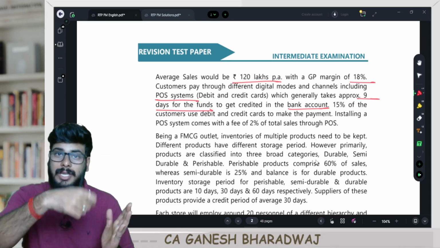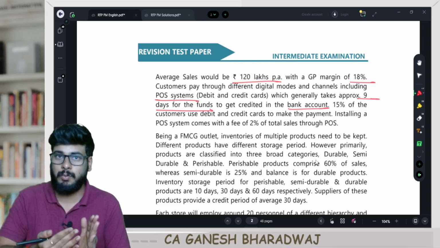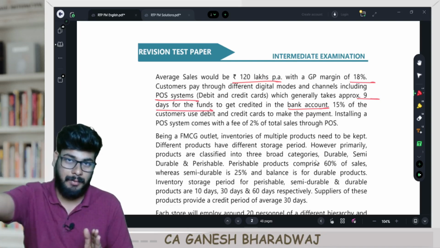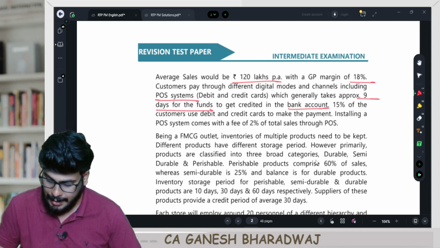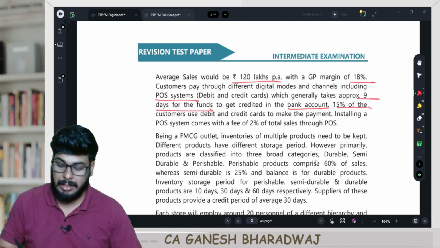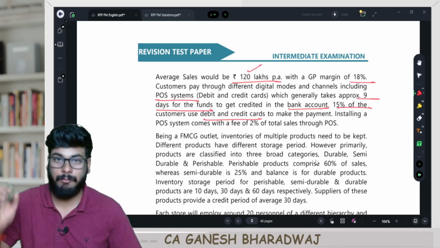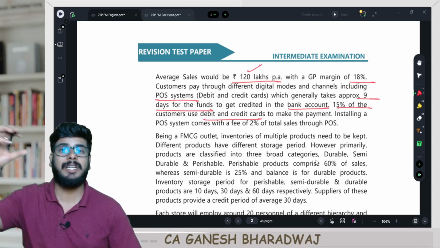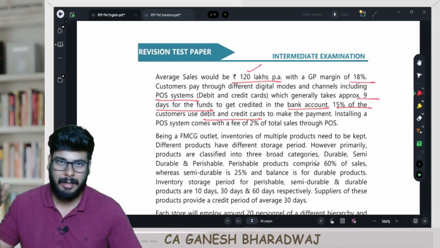But suppose you are using a credit card or a debit card, what happens? It generally takes 9 days from the date of swipe for the store to receive the funds. This is what they are saying, right? And 15% of the customers use debit and credit cards to make the payment, which means what? Out of the total sales of 120 lakhs, 15% of this 120 lakhs happens from the POS, a debit and credit card system.